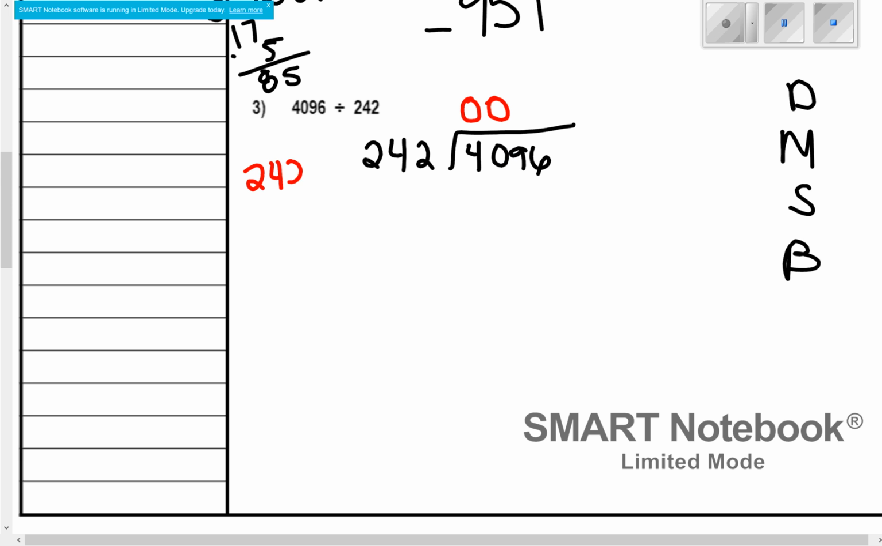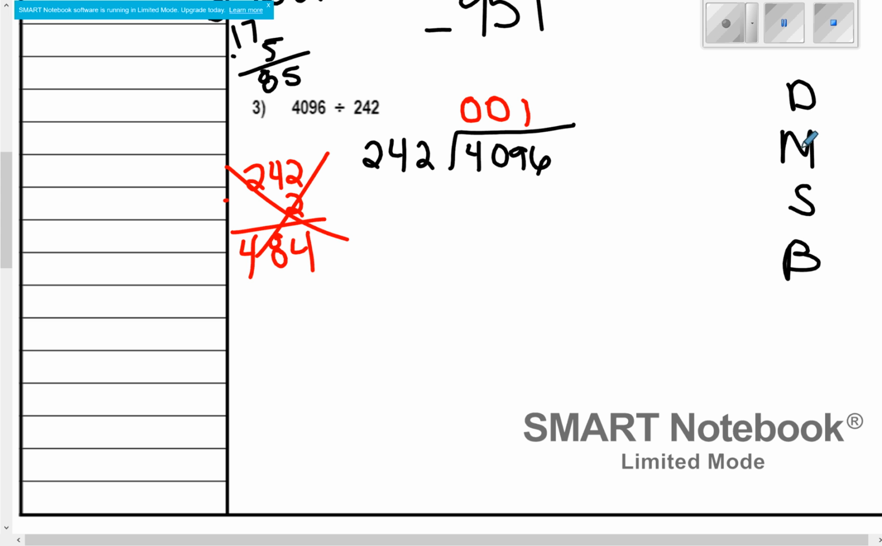So on my side of my paper, I'm going to do times 2 because I know it can go in there once, but I just want to check to make sure it can't go in there twice. So 2 times 2 is 4. 4 times 2 is 8. And 2 times 2 is 4 again. 484 is too big, so it can't go in there twice. Okay, so it can only go in there once.